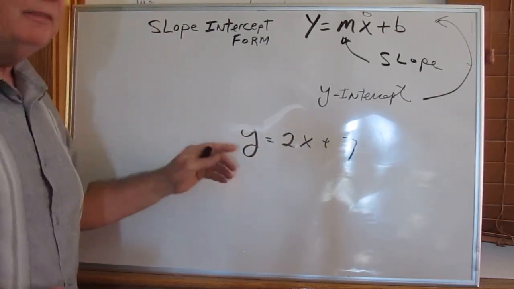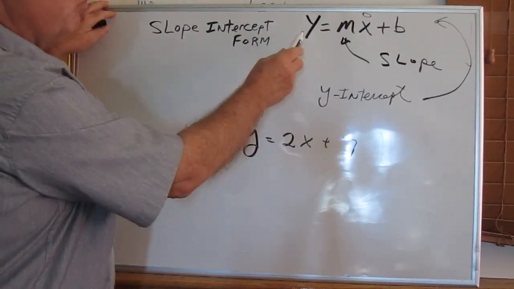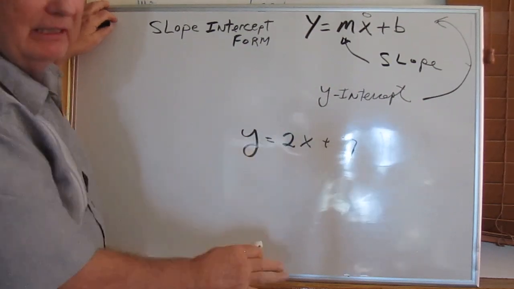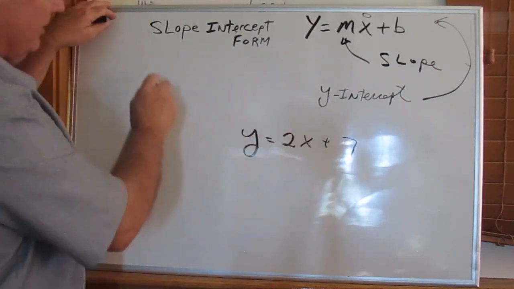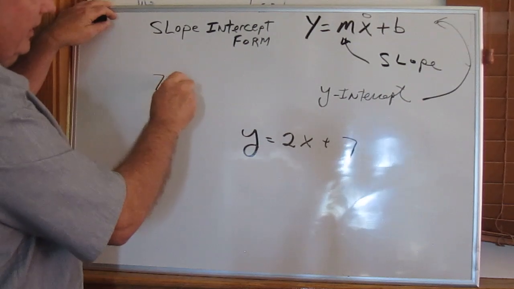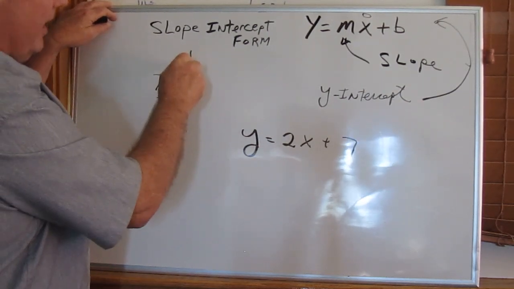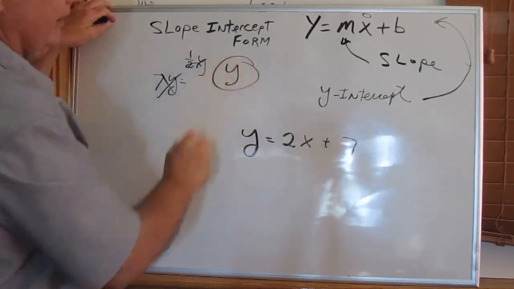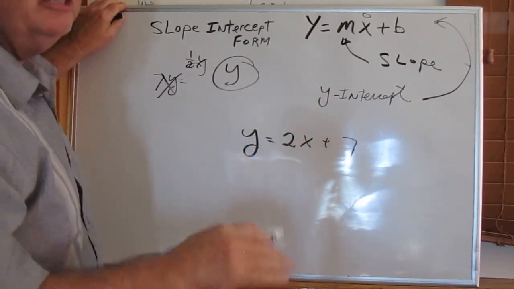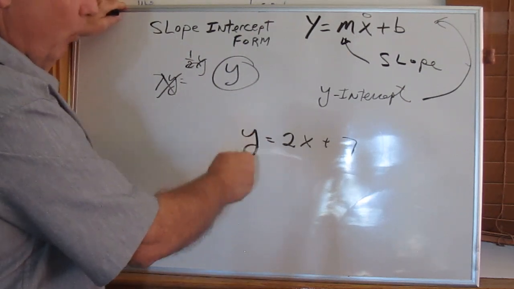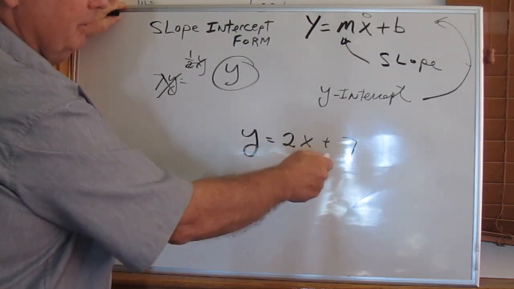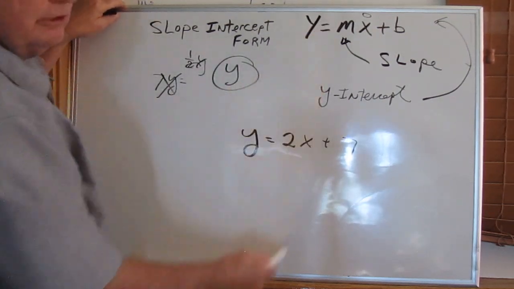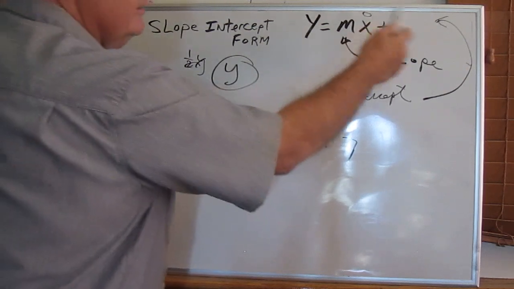First, we note that this is in the y-intercept form because we have y completely by itself. It is not 7y equals. It is not 1/2 y. It is just purely y. And you must change your equation to get it to just y. So here we have y equals 2x plus 7, and the 2x is right after the equal sign. It's exactly the same form.